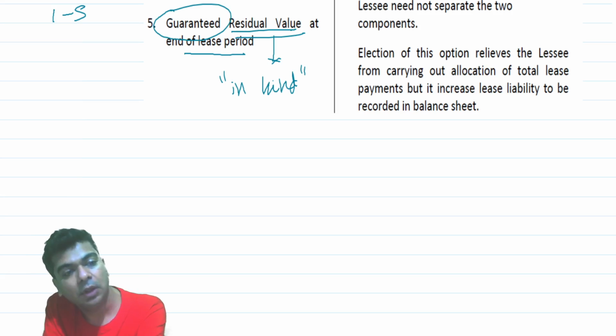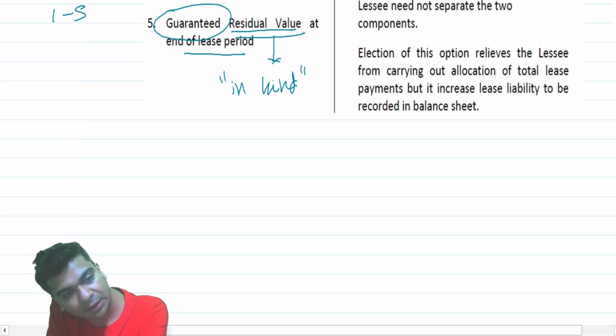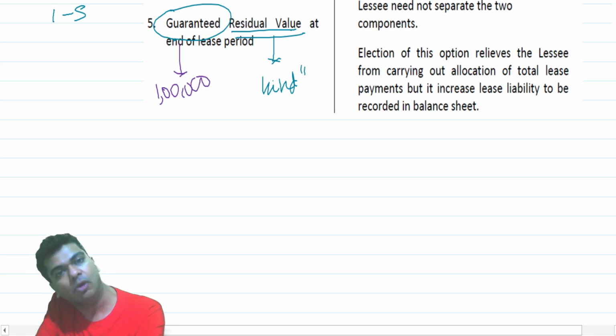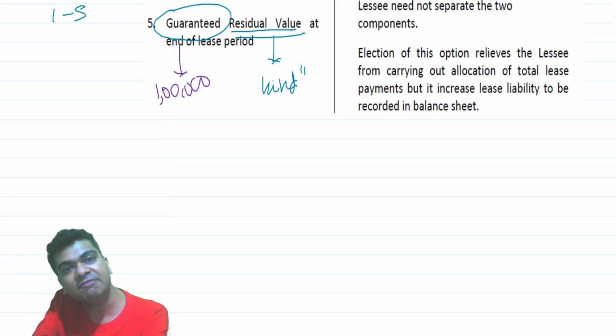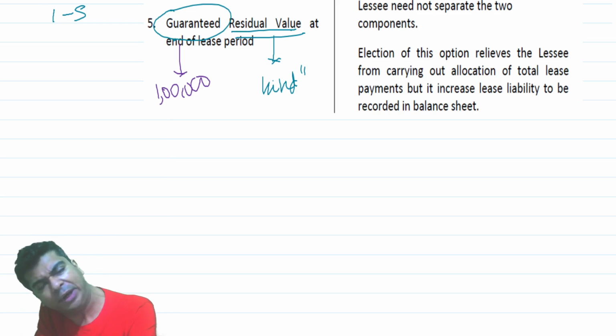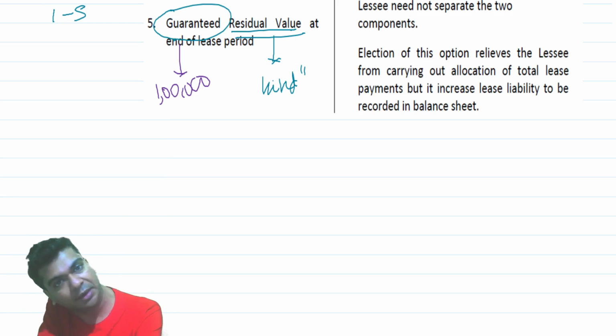For example, you have given a guarantee. You have given, let us say, a guaranteed residual value of 1 lakh rupees. Think in this way. You have given a guaranteed residual value of 1 lakh. So at the end of the 5th year, I will return the item of PPE back to the lessor. The lessor is getting it valued in the secondary market, or the lessor is himself selling it in the secondary market.